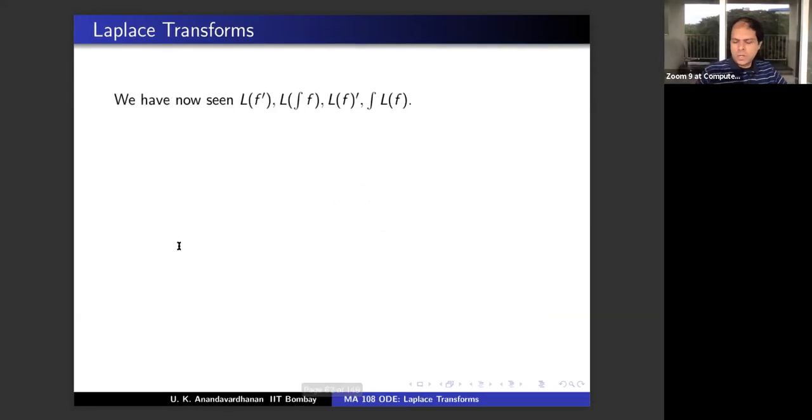So very good. So up to now we have seen L of f prime, L of integral of f, derivative of L of f, integral of L of f, because it's very, very important. I hope I'm not boring you. Let us recall once again. L of f prime: derivative with respect to t inside involves multiplication by s outside. s is always outside, t is always inside.